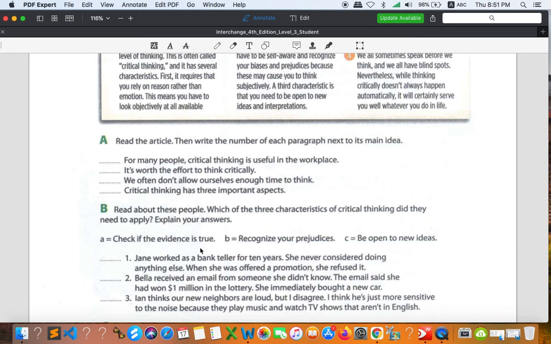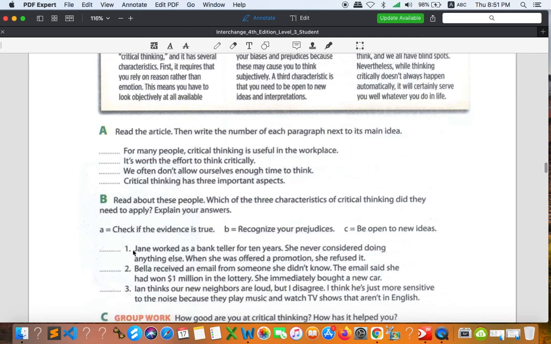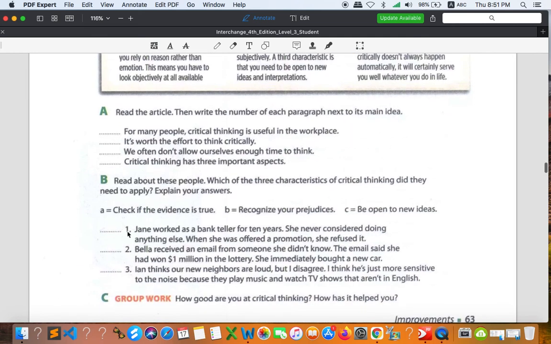Okay, so you just go to the text once again, and probably you can read in order to get the ideas, and after that go to these particular statements and try to analyze each of them. Okay, whether A, check if the evidence is true or not, recognize your prejudices, or B, C, be open to new ideas. All right, so you can just read this situation right here and try to give the answer of A, B, or C. All right, and don't worry, I will give you the answer whenever we finish this.